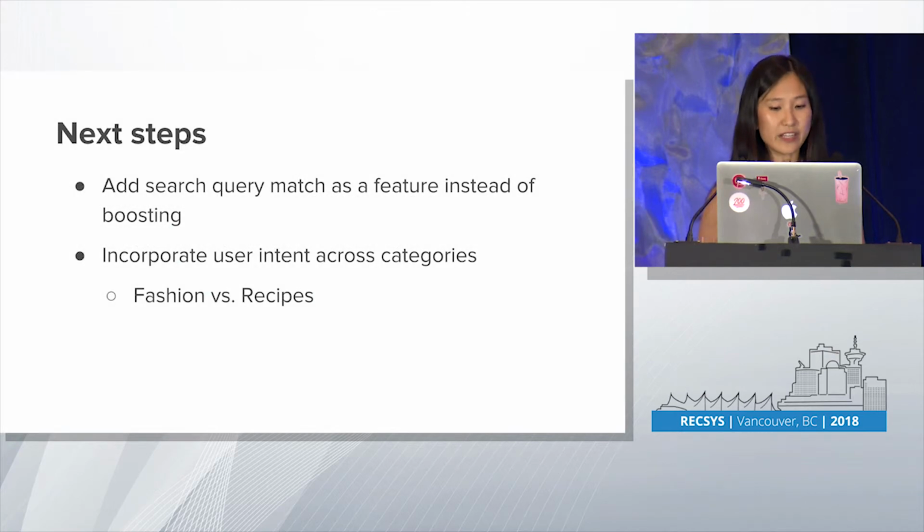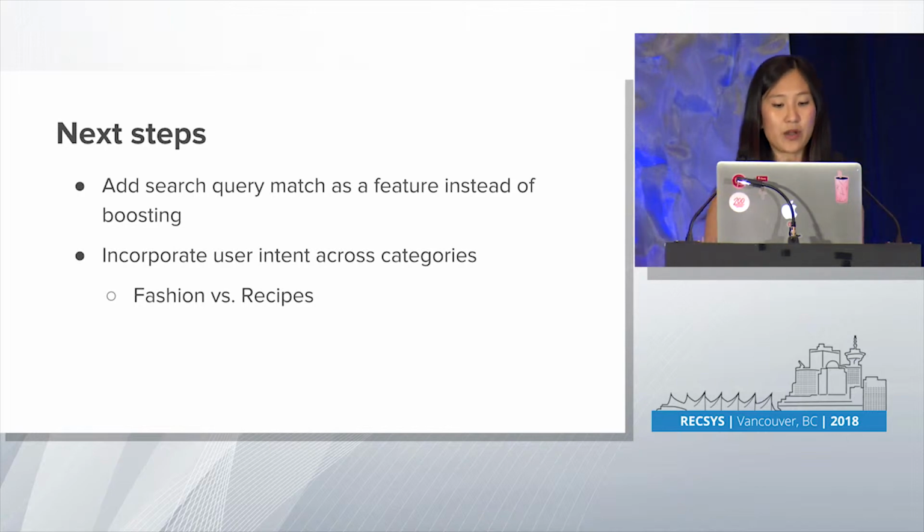As a next step, we'd like to move away from boosting based on the search query match. Instead, we'd like to add search query match as a feature in our model so that it can more intelligently determine the importance of this feature in the final score. We also hope to continue to improve related pins further by understanding and incorporating more context into our recommender system.